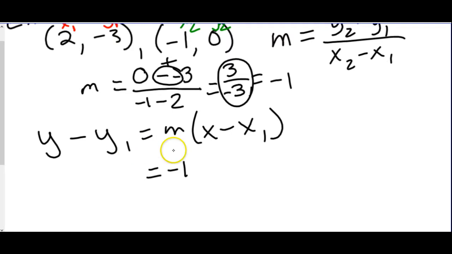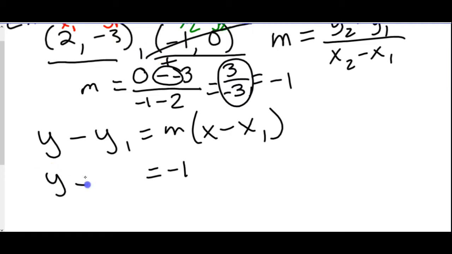But which ones do we use for y1 and x1? Well, it actually doesn't matter. You can pick either of these 2 points, and no matter which one you use, the answer would come out the same once you solved for y. So I'm just going to cross one of them out and use the other one.